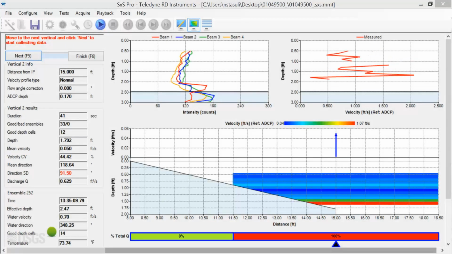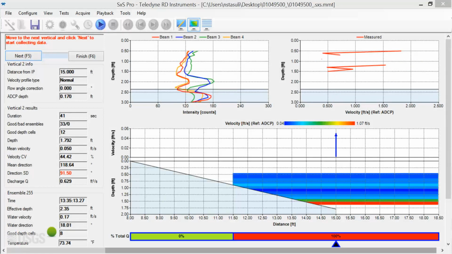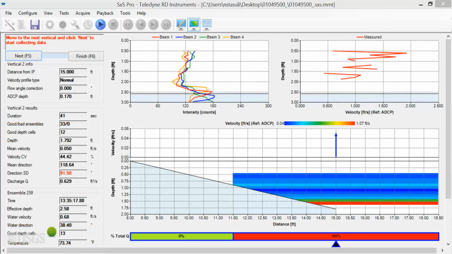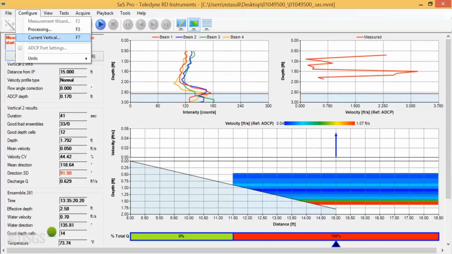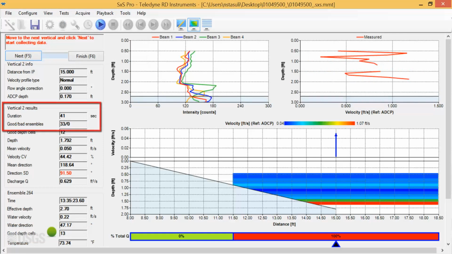Tabular data on the left of the screen updates continuously during data collection, and we'll review some of the fields here. Ensuring you have at least 2 good depth cells is important, and having a minimum of 3 to 5 is ideal. In addition, make sure you are collecting a reasonable number of good ensembles.